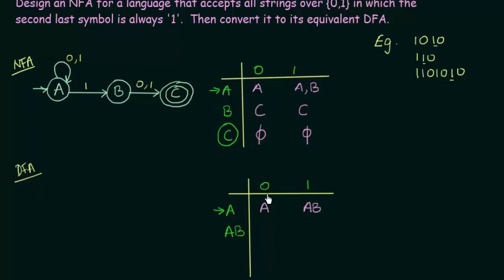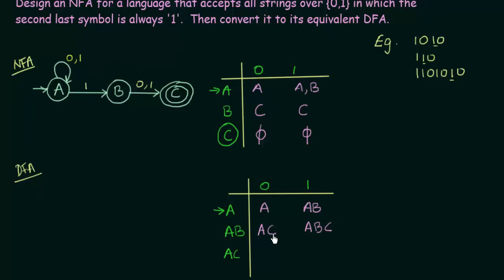So AB on getting input 0, I should perform the union operation of A and B on getting input 0. So the union operation of A and C will be AC, which is also a single state. And then on getting input 1, the union operation of A, B and C, so it is ABC. Okay. Now coming to this row, let us check what are the states reachable from here: AC and ABC. So let us write about state AC first.